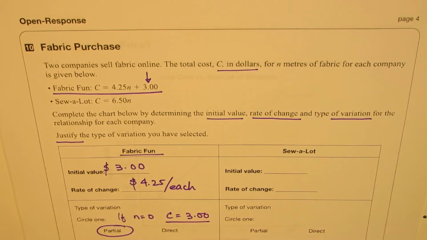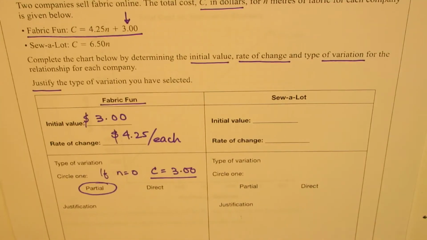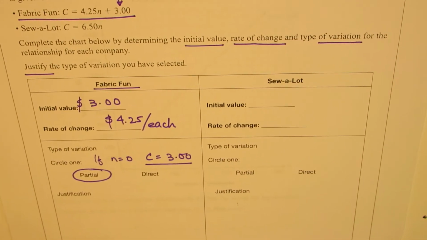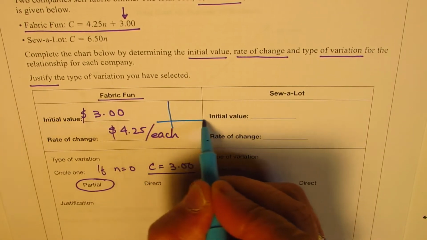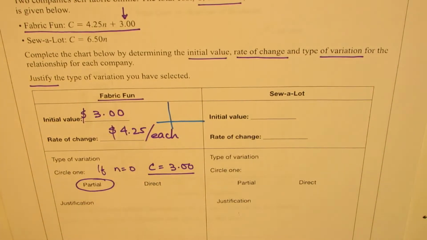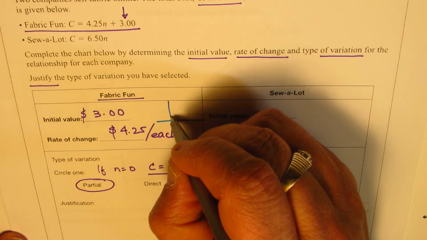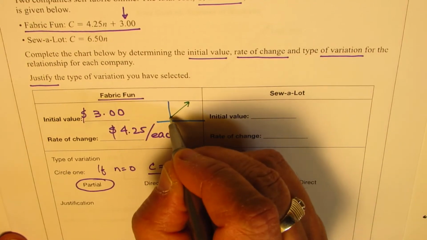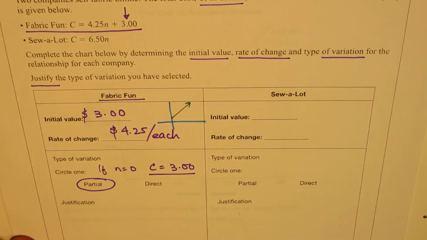So if you sketch this graph, let's try to understand this part. What will you get? You will get a graph which will be kind of like starting with 3, right? And the slope of 4.25. So it will be kind of like this. It does not go through the origin. That is why it is partial. Is that clear to you?